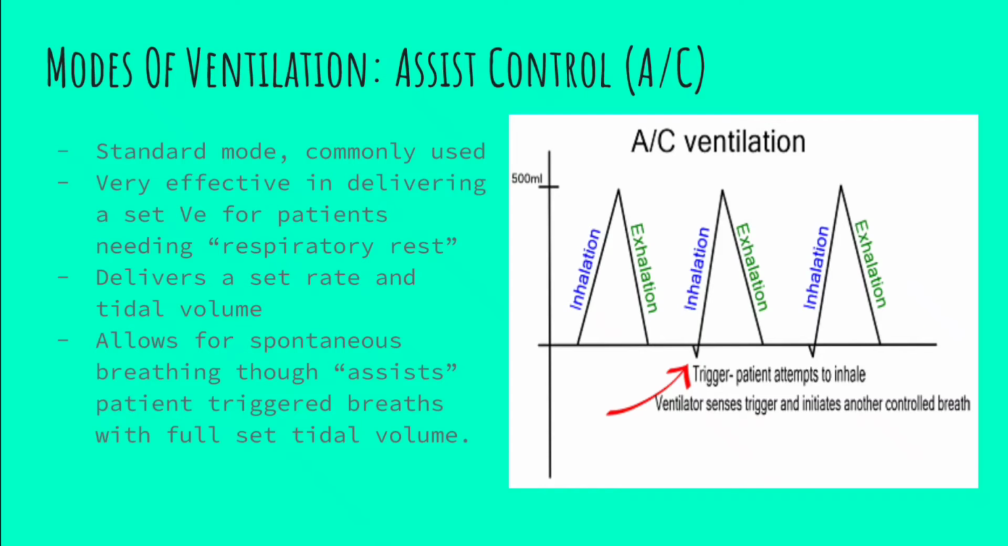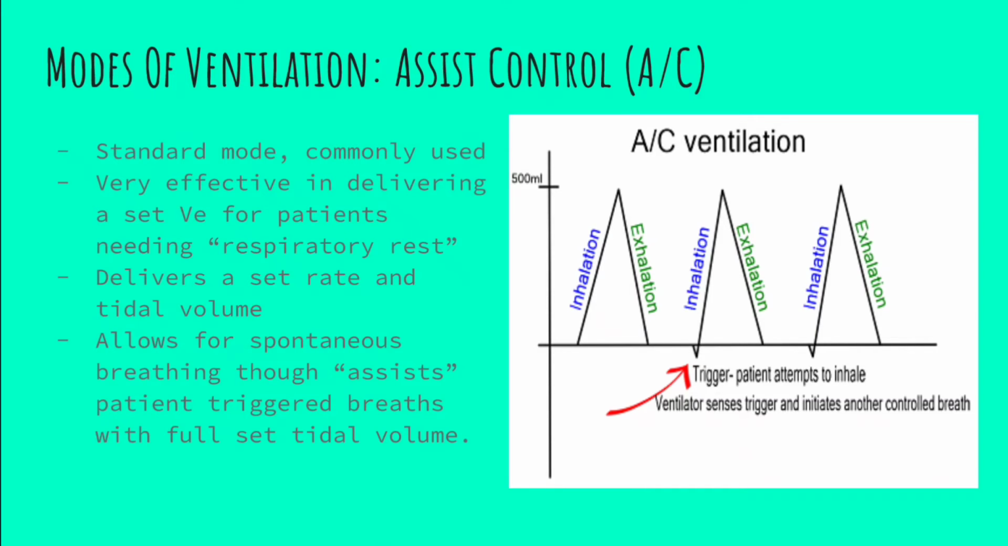So the next mode of ventilation that we're going to talk about is assist control. And this is the representation, AC, up at the top. So this is very standard, and it is very commonly used inside and outside of the hospital. It's a very effective mode of ventilation for delivering a set minute ventilation to patients who need a respiratory rest. This is something where we can set the rate and we can set the tidal volume, and it's going to deliver that set tidal volume at that set rate. And they're going to be getting those breaths no matter what.